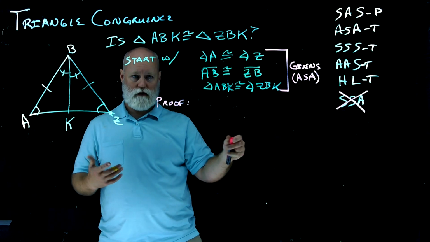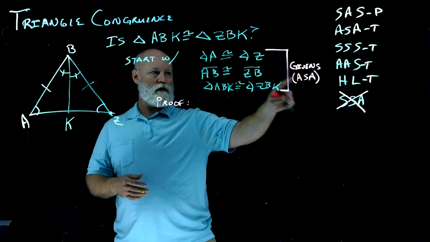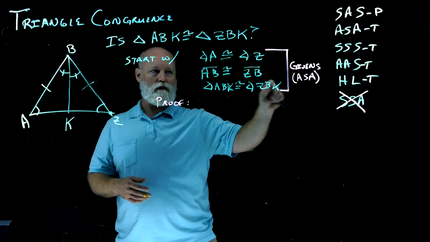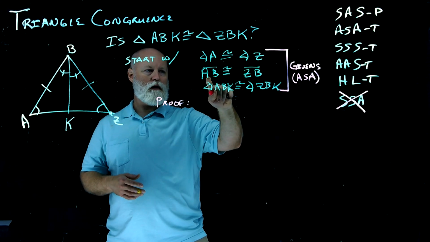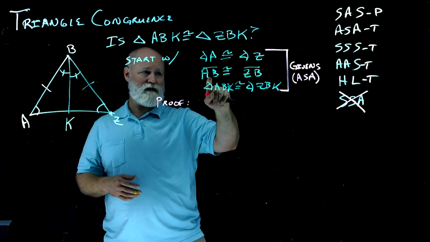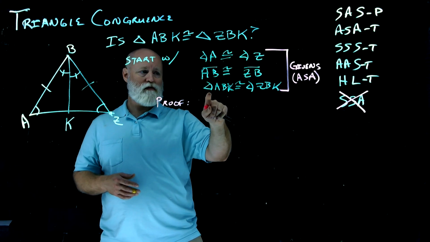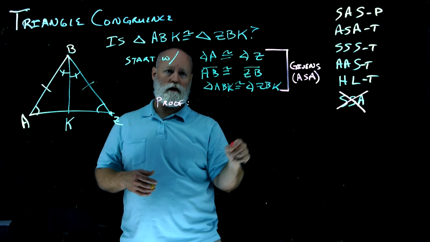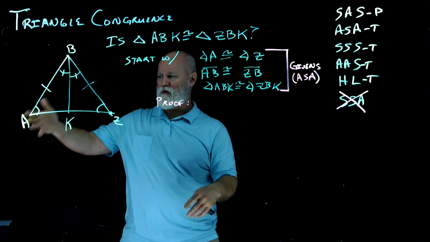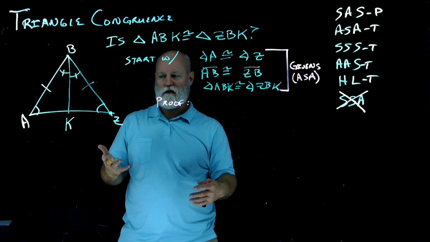So what are my givens here? Anytime you do a proof, you always start with givens. My givens here are an angle, a side, and an angle. So I'm showing that angle A is congruent to angle Z. Side AB, line segment AB, is congruent to side ZB. And angle ABK is congruent to angle ZBK. Now pause for a second, run through this visually and make sure you have a good understanding of what we're looking at there.